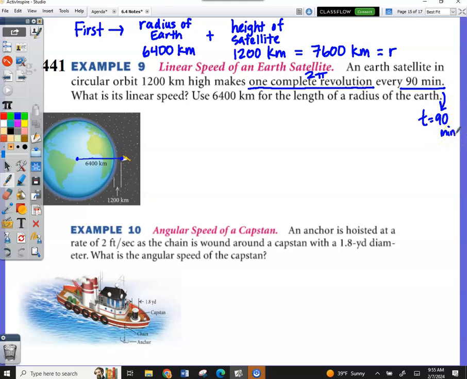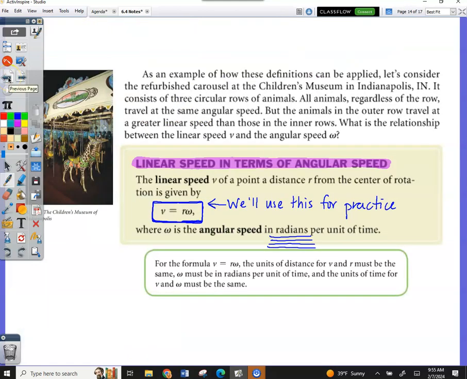Our time is 90 minutes. What does it ask us to find? Linear speed. Okay, again, this is unfamiliar, so let's go back and remind ourselves what we're working with here. The formula is V equals R omega. V's velocity, or linear speed. Go ahead and associate those two together. Your linear speed is the velocity at which the car is moving, or whatever.